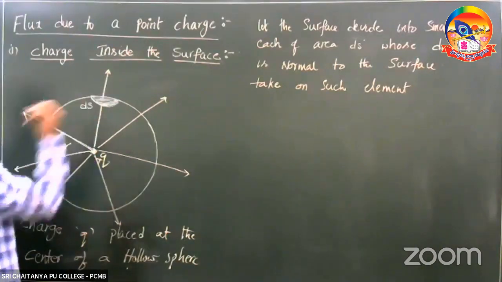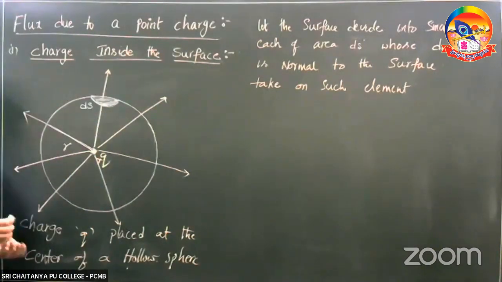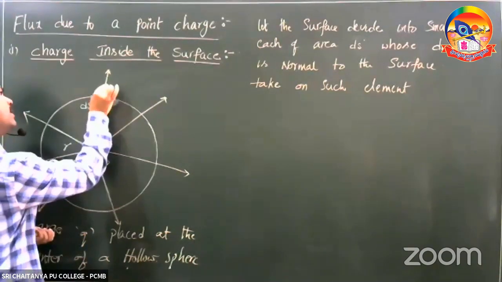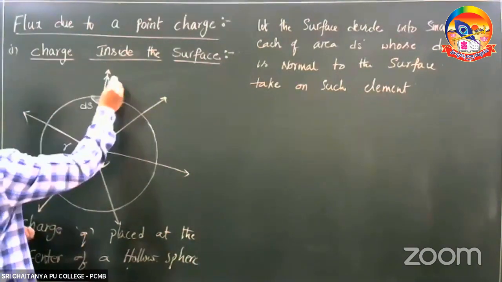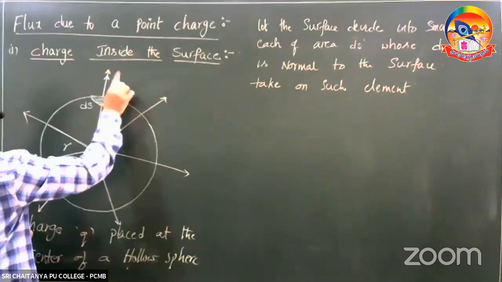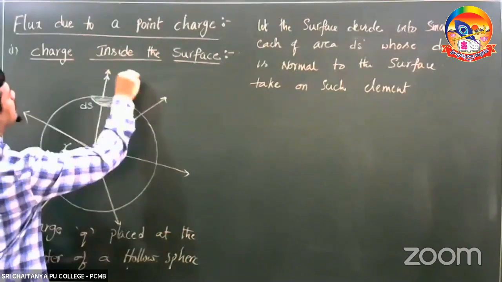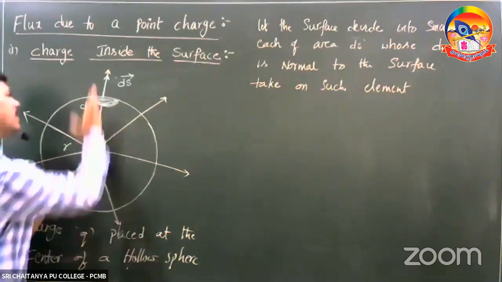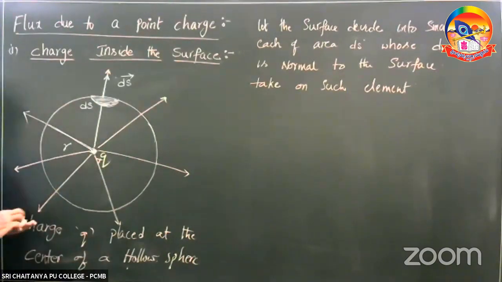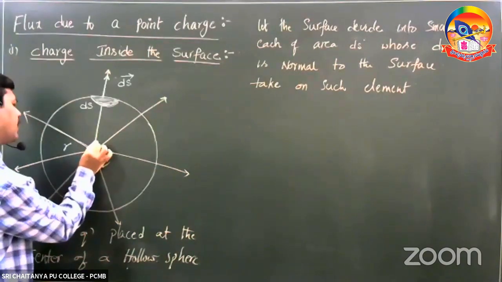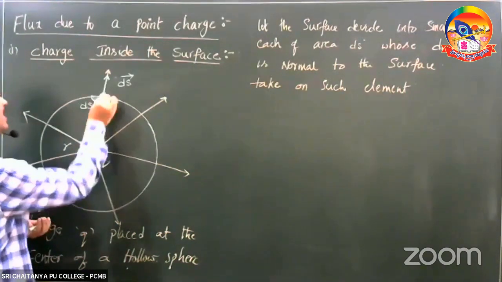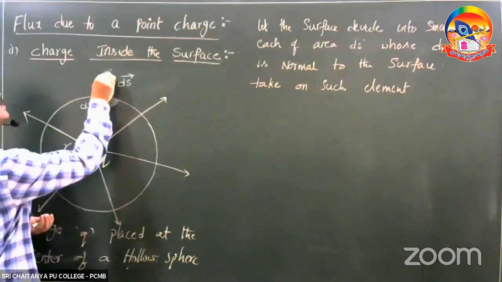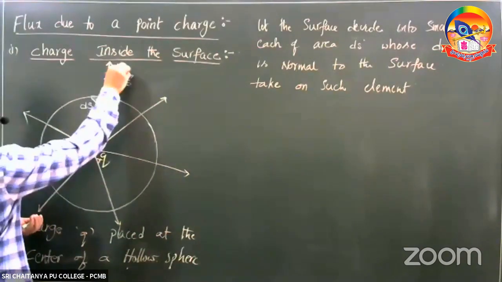If I draw the area vector ds, in what direction is it? Is it not the direction of the area vector, which is normal to the surface? Okay. And what is the direction of E? Due to this charge, the direction of the electric field is along the lines of force. So this is the direction of the electric field.